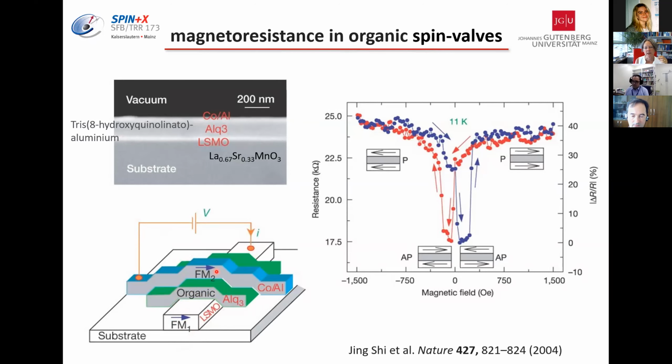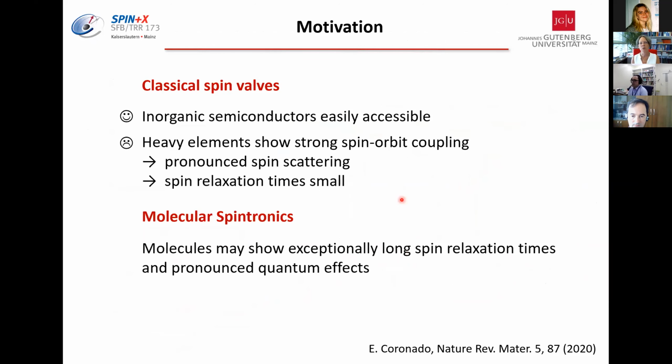And if you now switch the magnetic field, you see that we have a difference in the resistance. If this is a parallel alignment of the layers, we have low resistance, and if we have an antiparallel alignment, then we see that we have a different magnetoresistance. So this is the motivation behind it.